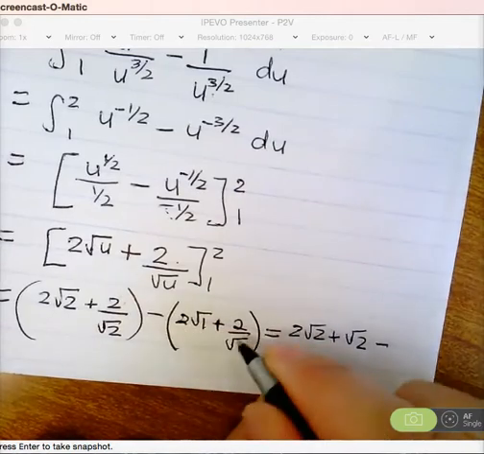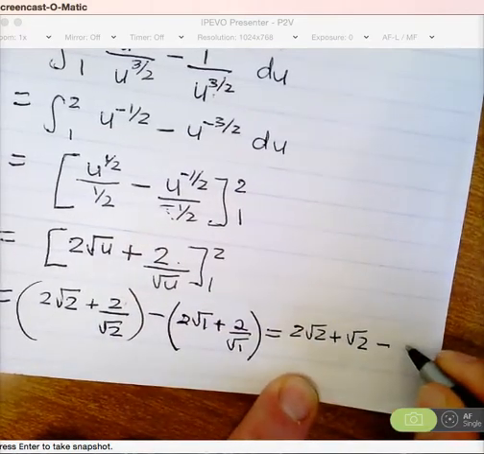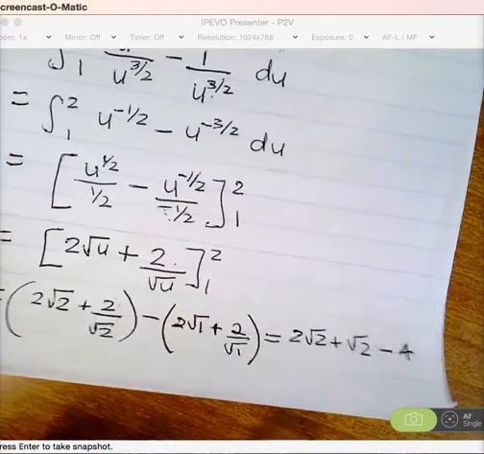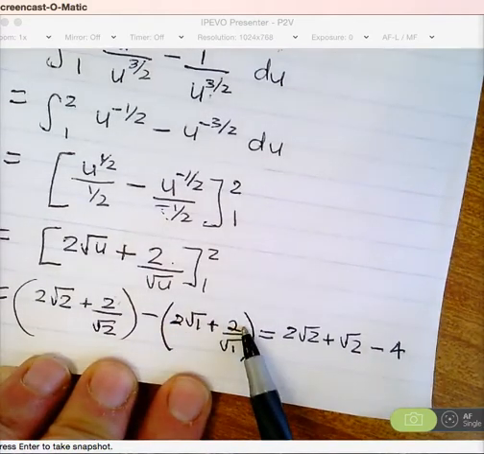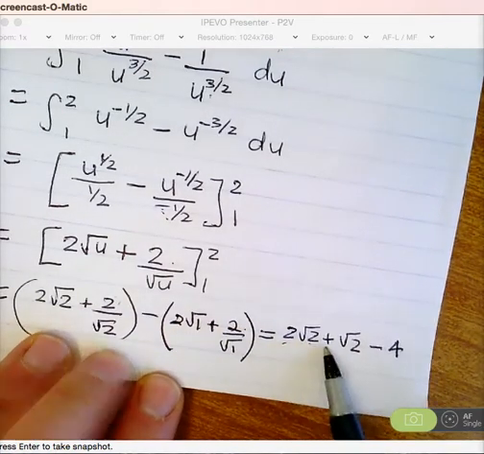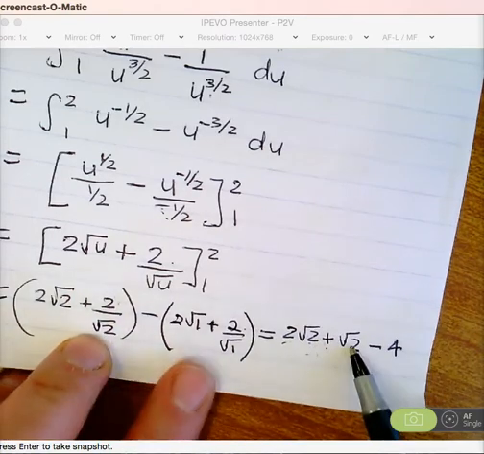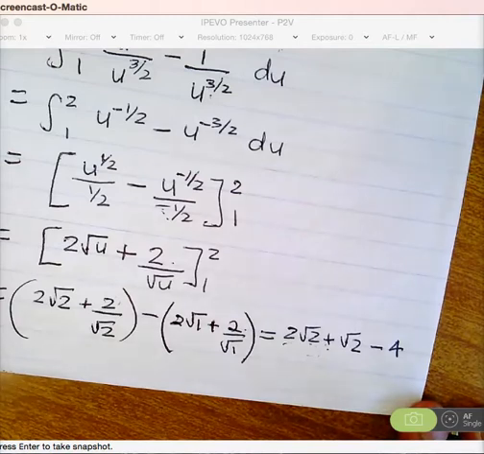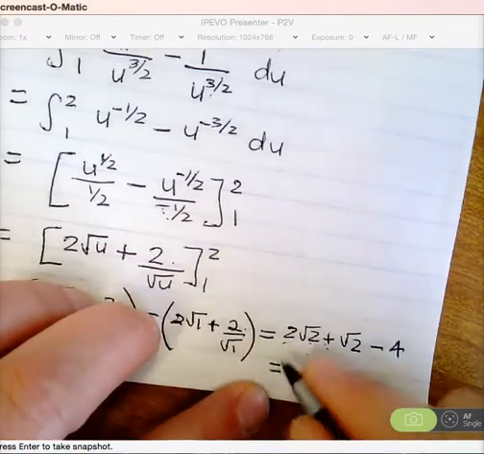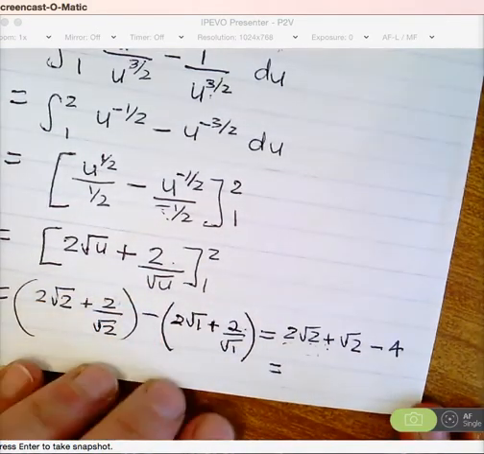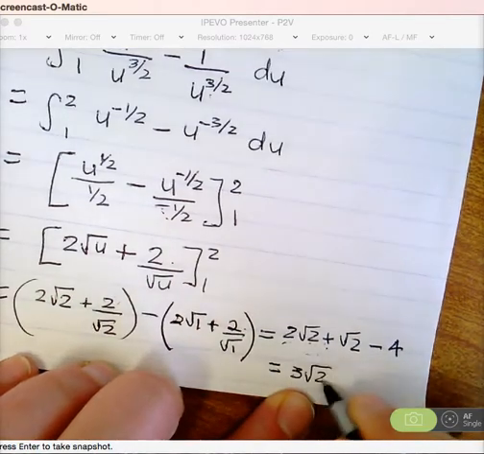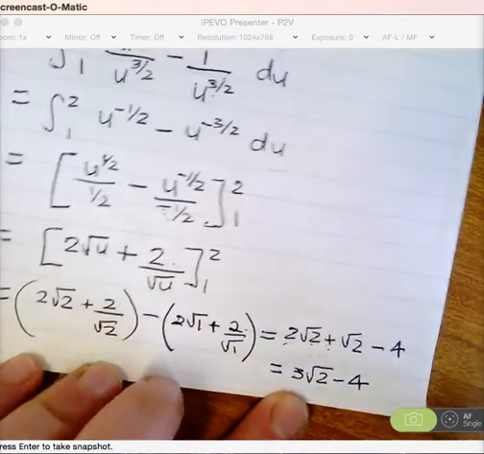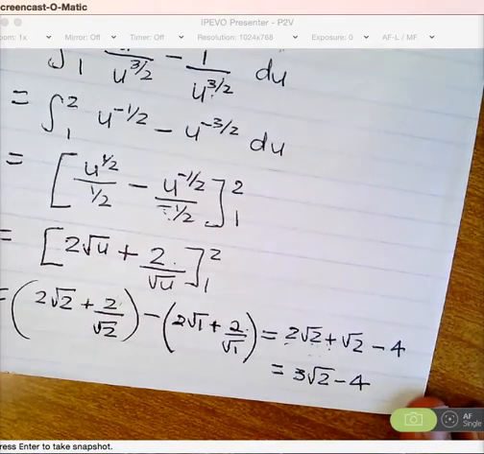Minus, isn't that just 2 plus 2? So it's minus 4. This is 2 plus 2, which is 4. So 2 root 2 is fine. 2 on root 2 is root 2 minus 4. Okay? Please give an exact answer. Now, which is, wait, I'm not finished. Like terms, 3 root 2, because that's 1 root 2 minus 4. That's an exact answer. Okay, next.